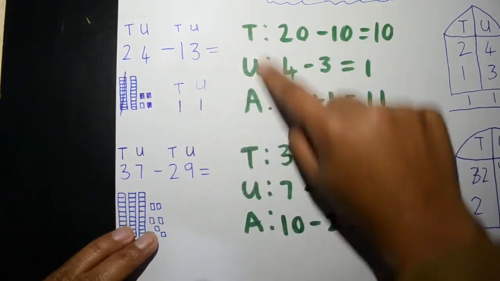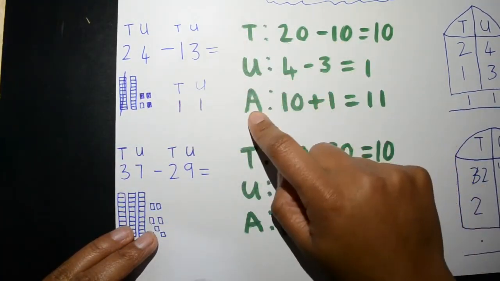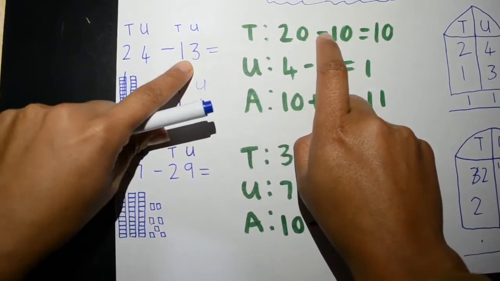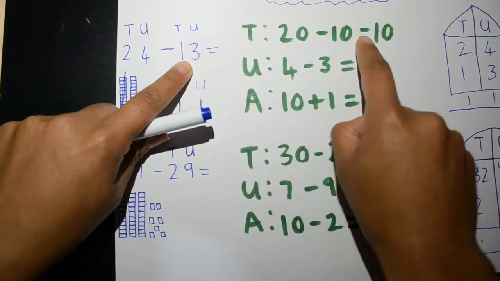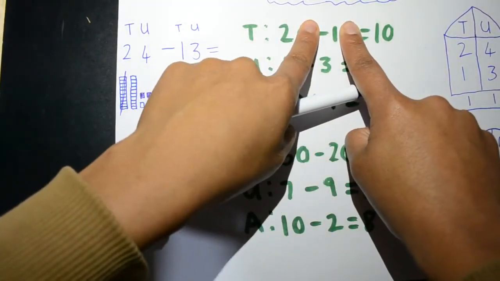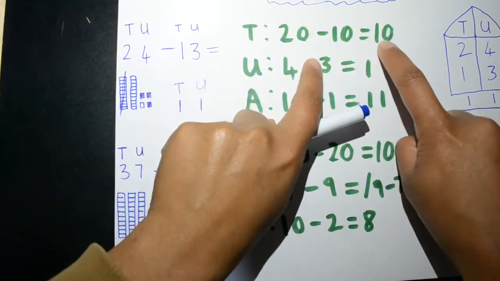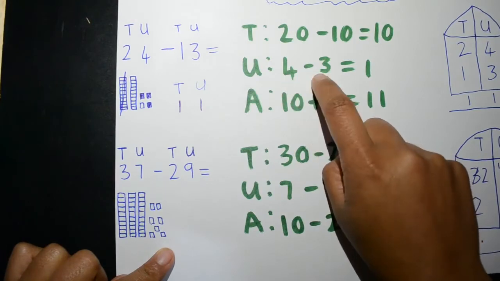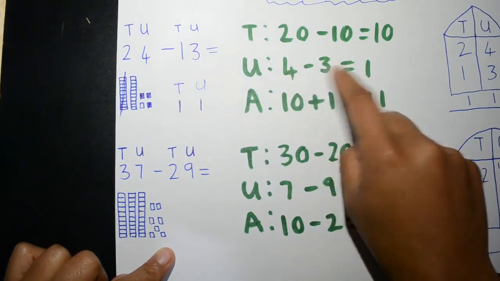So remember, I did the same method. Tens: it's 20 minus 10, okay, is equal to 10. So you just say 2 minus 1 is 1, and you just put the 0. Then units: 4 minus 3. 4 minus 3 is 1. Okay, that sum is right.